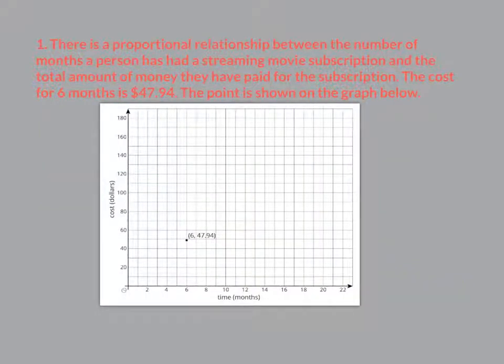So here's a proportional relationship between the number of months a person had a streaming movie subscription. I know a lot of us have those. And the total amount of money they paid for that subscription. The cost for 6 months is $47.94, which they've shown us right here as the coordinates, and there, of course, is the point. So that point is shown on the graph below.